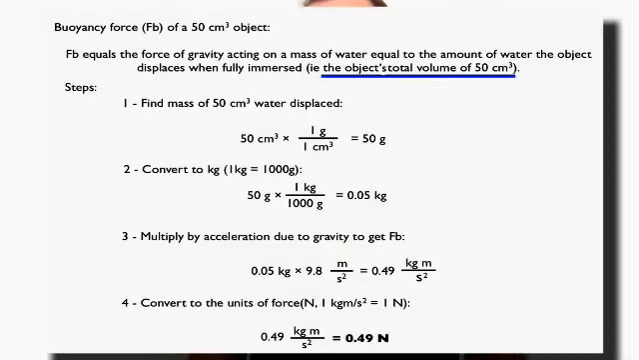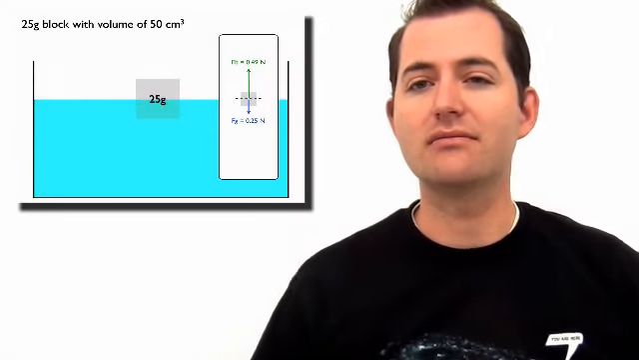When we're looking at the buoyancy force, we can use this same equation of the force being equal to the mass times the acceleration. The mass in this equation is different because it's the mass of the volume of water that the object displaces. In this case, when we calculate it, we determine that the force of buoyancy is equal to approximately 0.49 newtons. Now in this situation, since the buoyancy force exceeds the force of gravity, the object floats.